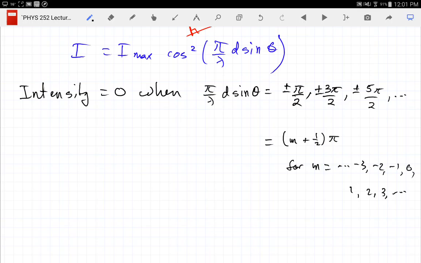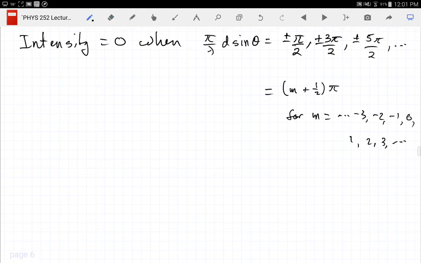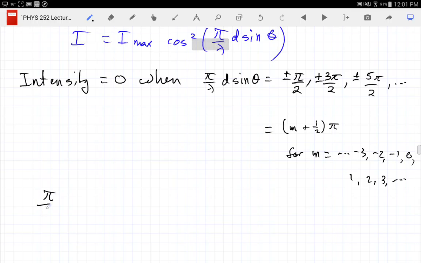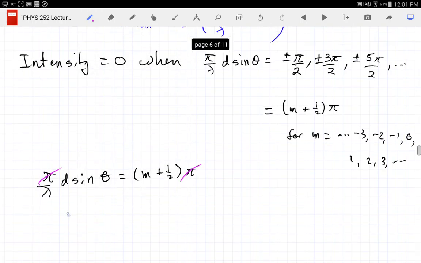So my condition for 0 intensity is going to be pi over lambda d sine theta is equal to m plus 1/2 times pi. Clearly I can cancel something here. And we usually write this as d sine theta is equal to m plus 1/2 times lambda. Now in this equation, what is d? D is the separation between the slits.